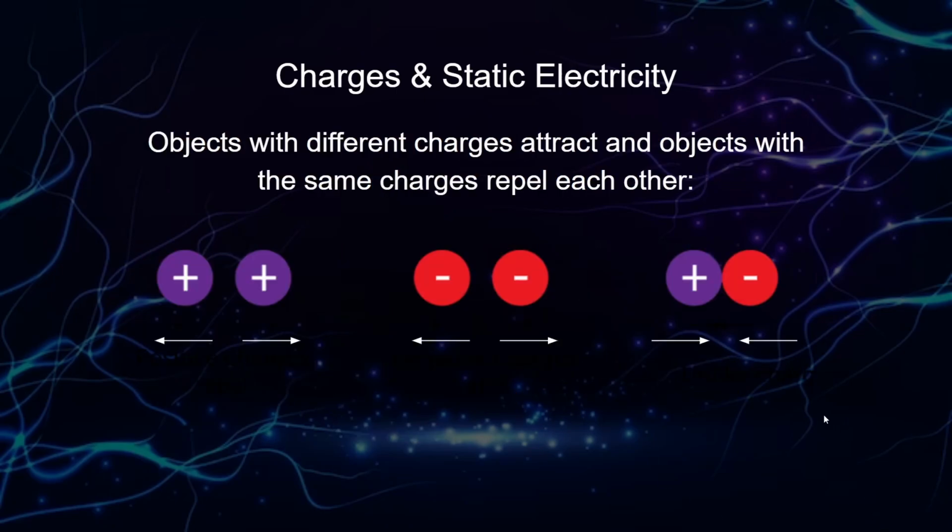So objects with different charges, think about magnets. Objects with different charges will attract. So a positively charged object and a negatively charged object will like to stick together, and two positively charged objects or two negatively charged objects will like to push apart. They'll like to repel.